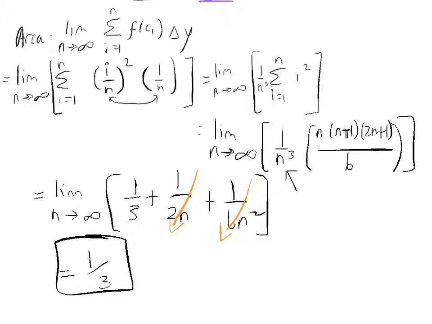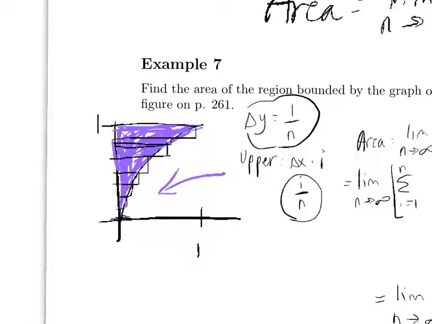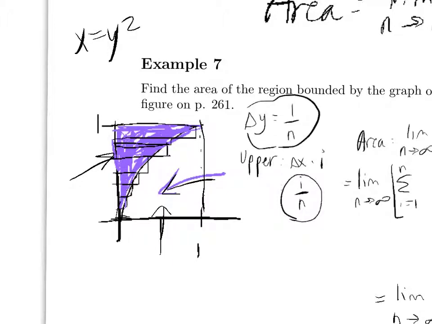If we go back to it, this area is 1/3. So let me ask again, what would this other area be? If this is 1/3, this would be 2/3. That's what we expect. And if x equals y squared, how would you write that as a function of x instead? y equals the square root of x. So we would expect the area under the square root of x from 0 to 1 to be 2/3.